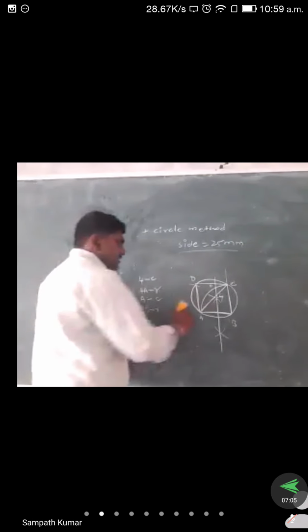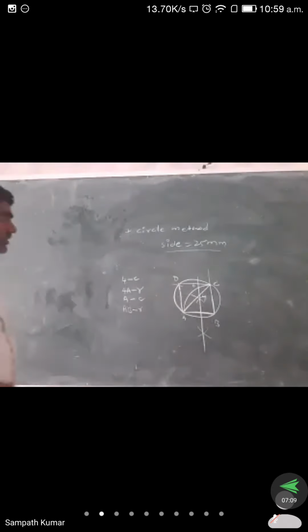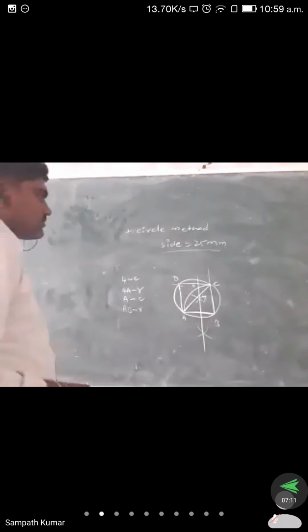Okay, we can draw a square using a drafter too. But if we are asked for the method, then we have to go for this. Any doubt?